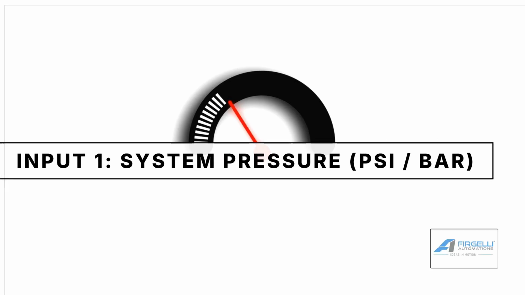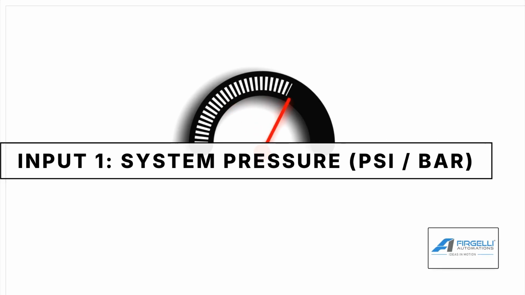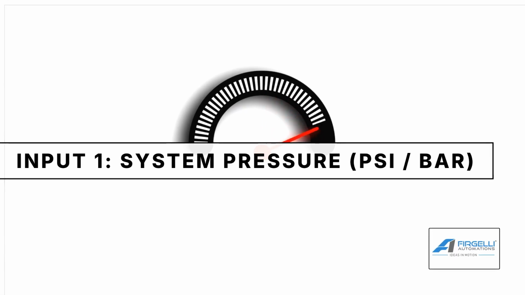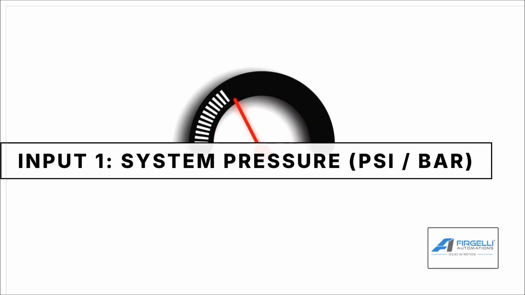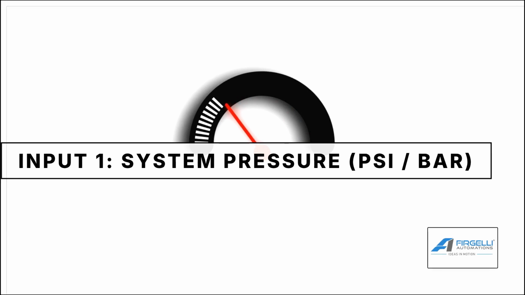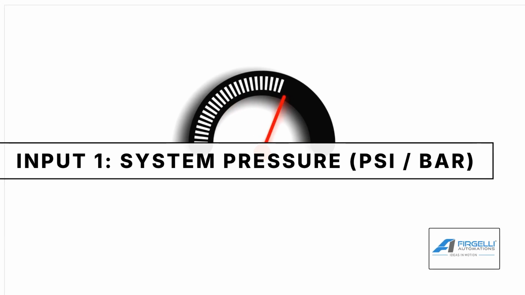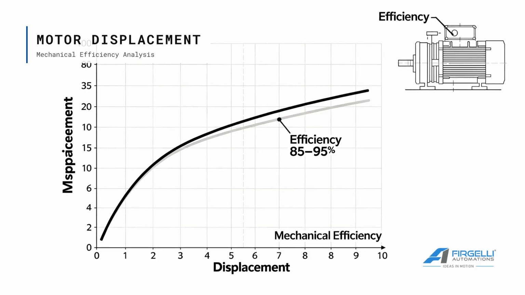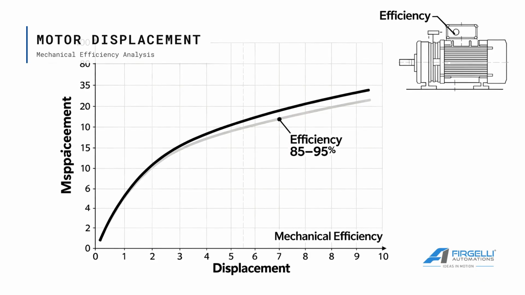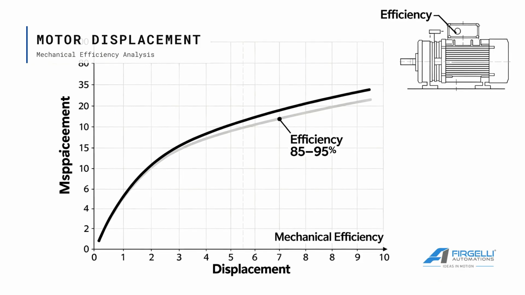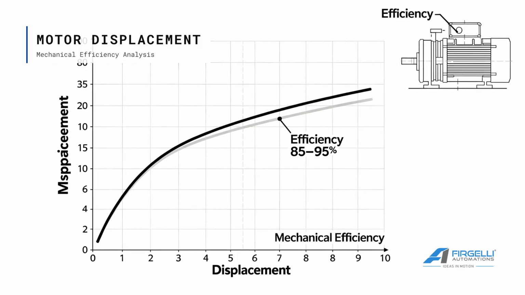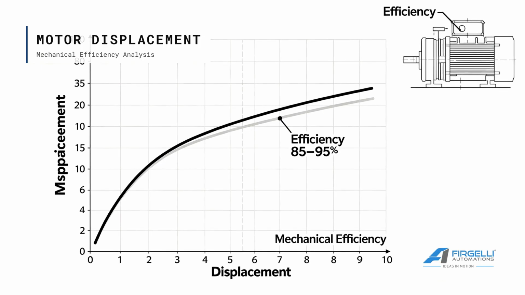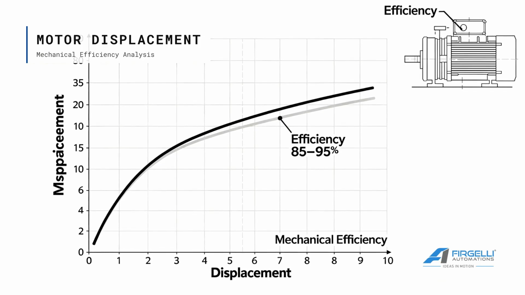The calculator has three essential input fields. First is system pressure, measured in PSI or bar. Most industrial hydraulic systems operate between 1,000 and 3,000 PSI, with mobile equipment often running higher. Second is motor displacement, the volume of fluid consumed per revolution, typically measured in cubic inches or cubic centimeters. Common displacements range from 0.5 to 20 cubic inches for standard applications.